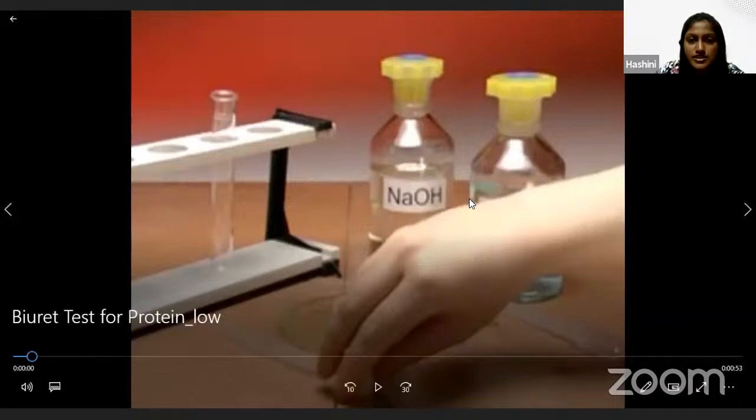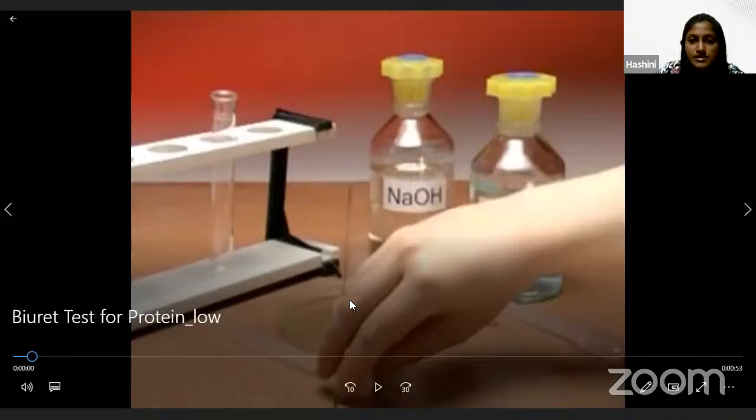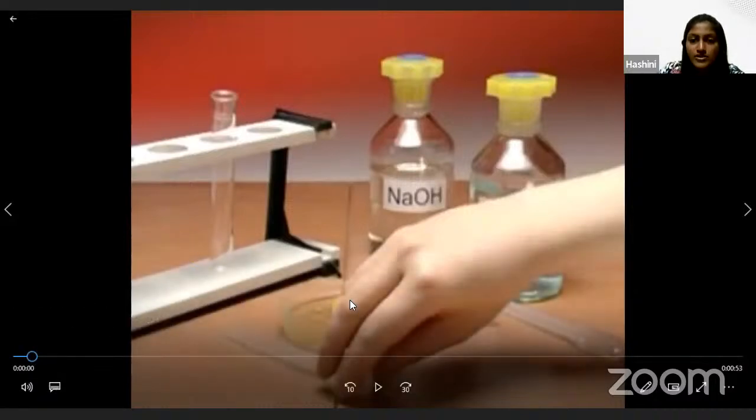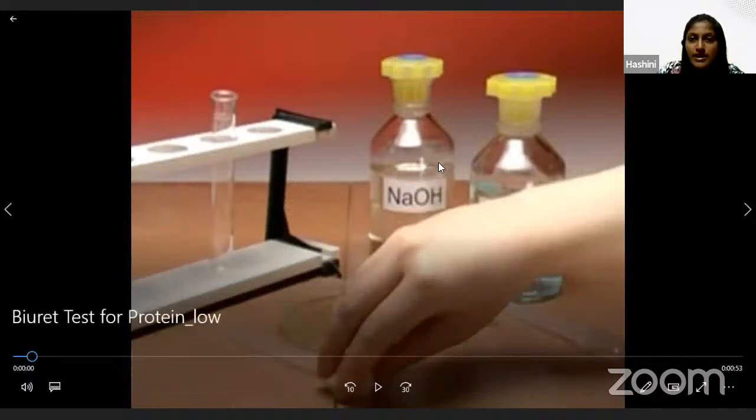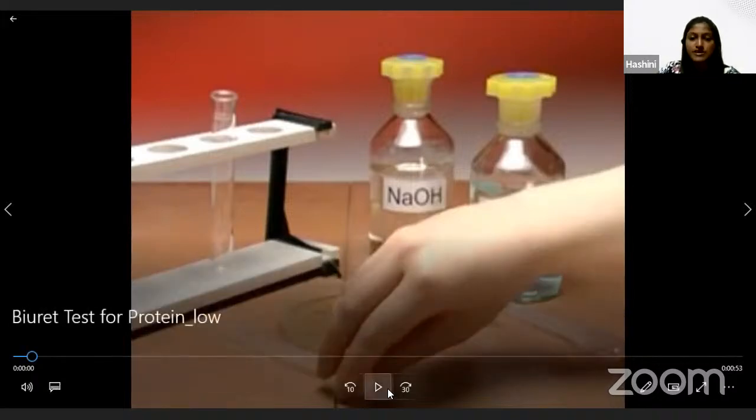Carefully watch it. Now we need a protein-containing food sample. Here an egg is used. Egg is protein, so we use an egg solution and add sodium hydroxide and copper sulfate. It is the biuret reagent. Then let's see what kind of color change happens in this process.